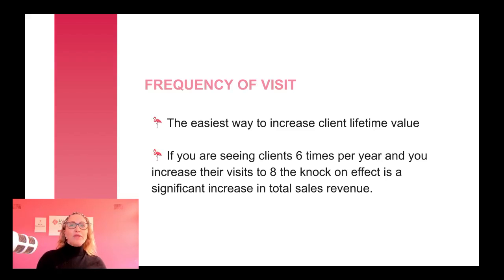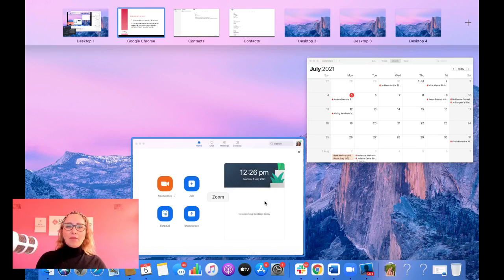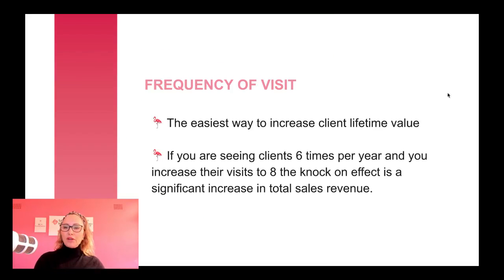If you're seeing a client for, say, 6 visits per year on average, as far as your overall active client database goes, if on average you're seeing clients 6 times a year, if you can increase that visit cycle from every 8 weeks to every 6 weeks, the actual effect it has on your overall sales revenue for the year can be extraordinary. And I'm actually going to share with you a demonstration on how easy it is to achieve that.